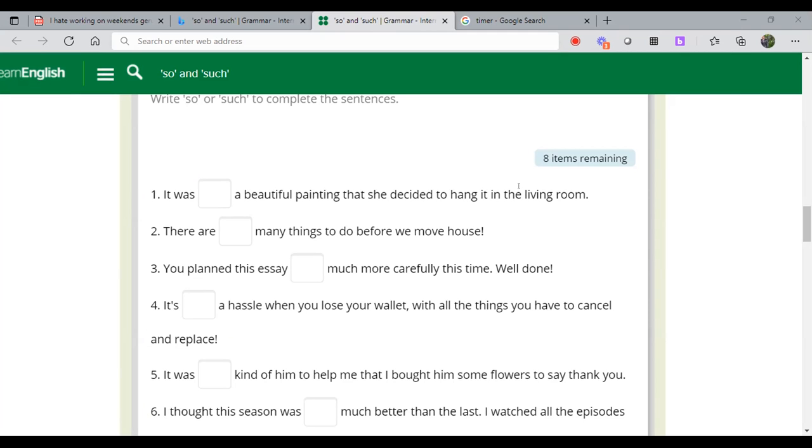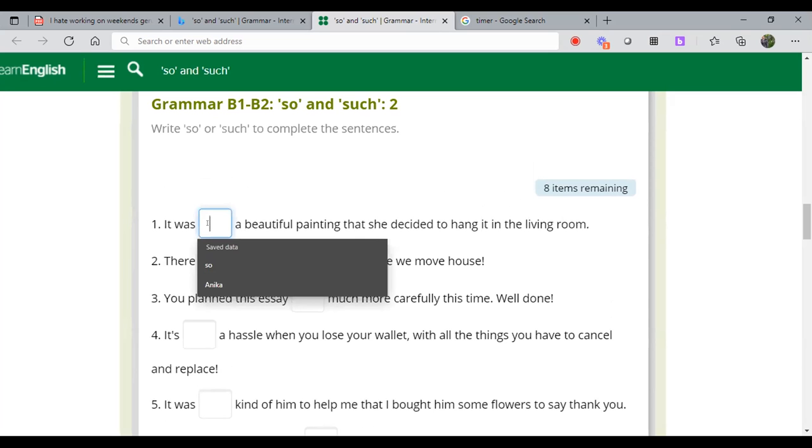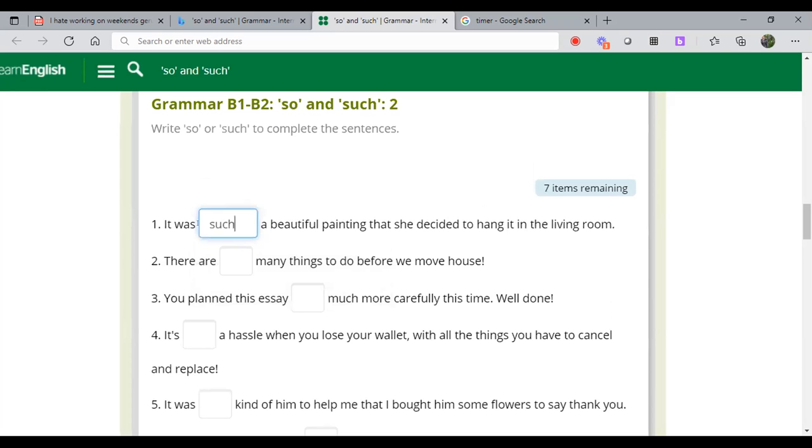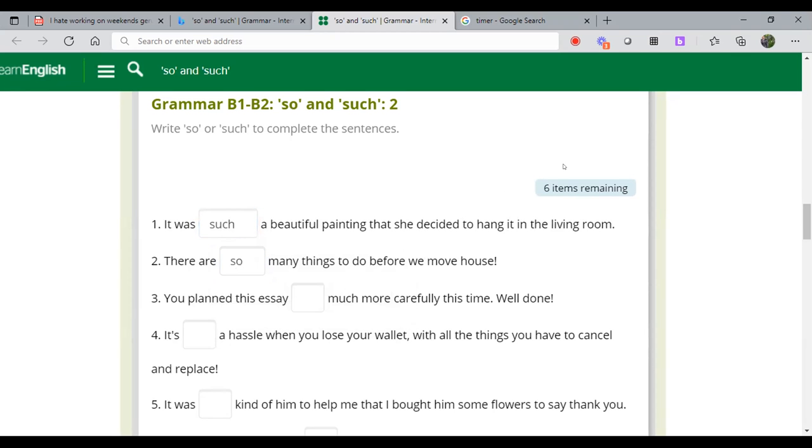Breaker room. Let's see here. Mr. Edwin and Mr. Nelson. Mr. Edwin, number one, and Mr. Nelson, number two, please. Go ahead. Hey, teacher. It was such a beautiful painting that she decided to hang it in the living room. Yes. Thank you, sir. Number two, Mr. Nelson. There are so many things to do before we move house. Correct. Thank you. And out of the other breaker room, Miss Claudia and Mr. Tony. Miss Claudia, number three, and Mr. Tony, four, please. Go ahead, please.